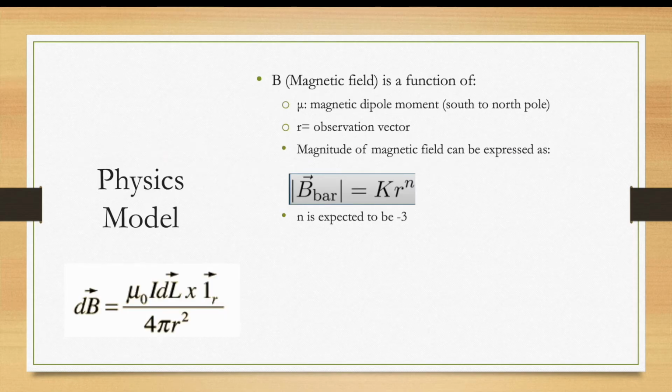The physics model we will be talking through is the Biot-Savart law. The magnetic field, represented as B, is a function of the magnetic dipole moment and our observation vector, and the magnitude of the magnetic field can be expressed as kr to the n power. Our n is expected to be minus 3, but we will see we have some percent error in this that we will discuss later.